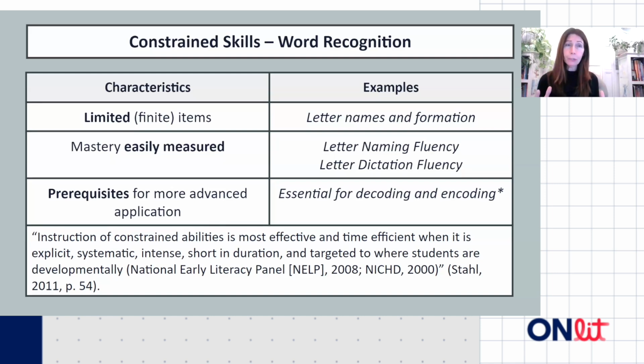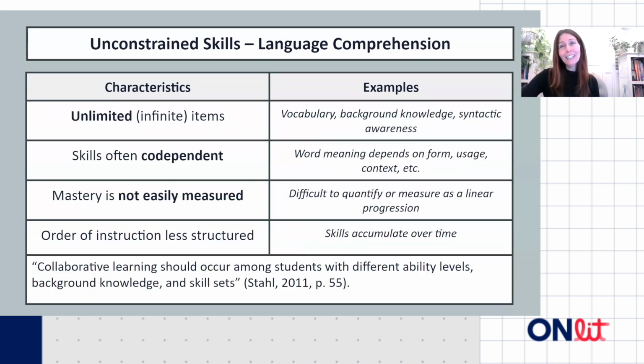If we look at the research behind constrained skills, the quote at the bottom of the screen reminds us that many constrained skills are more effectively taught when they are targeted, systematic, explicit, and of short duration, and that we really consider the value of assessing those frequently and ordering them in a way that allows us to spiral on previously learned skills. On the other hand, our unconstrained skills, which align pretty nicely to language comprehension, are unlimited.